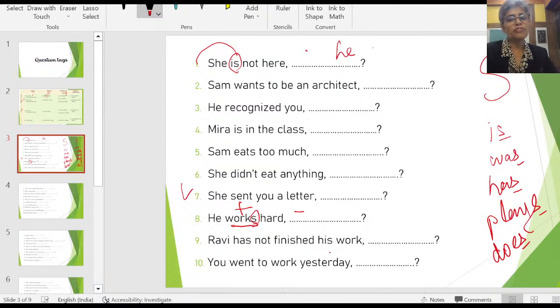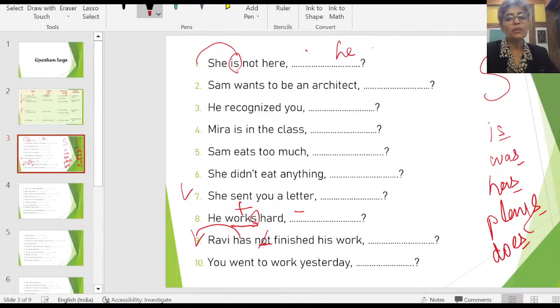Ravi has not finished his work. So we will take the not and remove it from the helping verb because we are converting a negative into the positive over here. So take the has, take it before the subject and just say has he. Okay, drop the not because a negative becomes a positive. Ravi is the subject over here. The pronoun used for Ravi is he. So we will say has he.